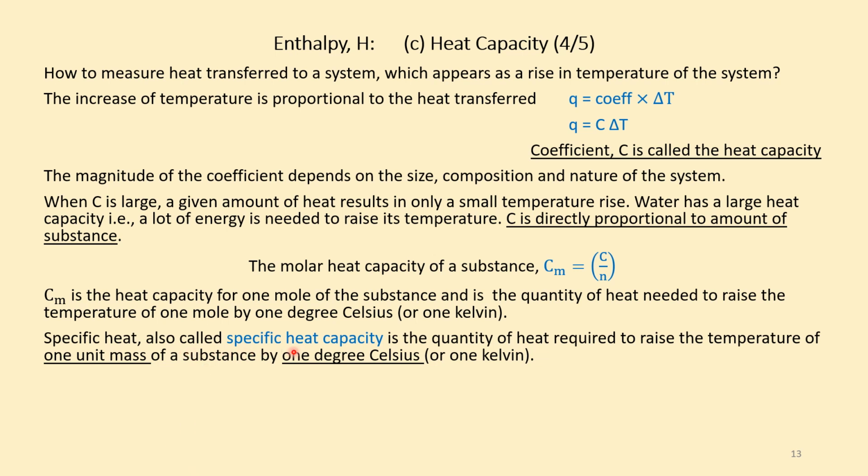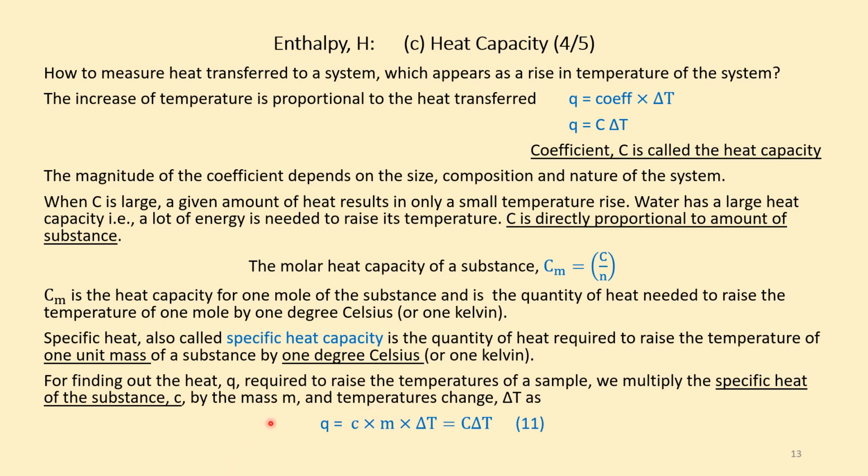Specific heat, also called specific heat capacity, is the quantity of heat required to raise the temperature of 1 unit mass of a substance by 1 degree Celsius, and it is represented by the letter small c. For finding the heat Q required to raise the temperature of a sample, we multiply the specific heat of the substance small c by mass m and temperature change, as Q is equal to specific heat into mass into change in temperature. These are from basic knowledge of physics. Therefore, Q is equal to c into m into delta T. Let it be an equation.